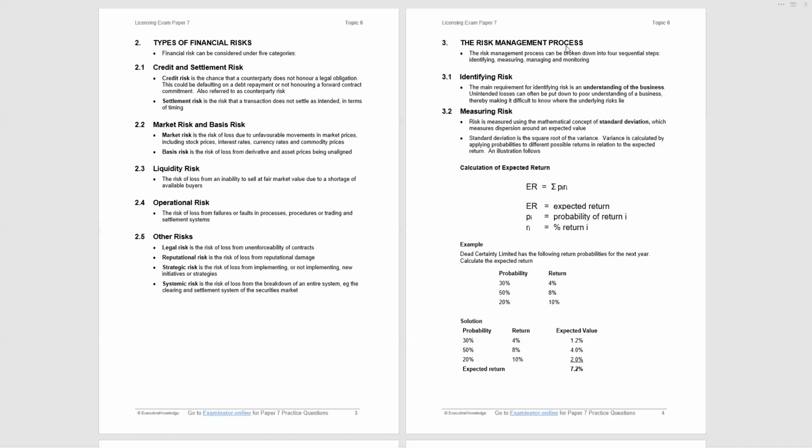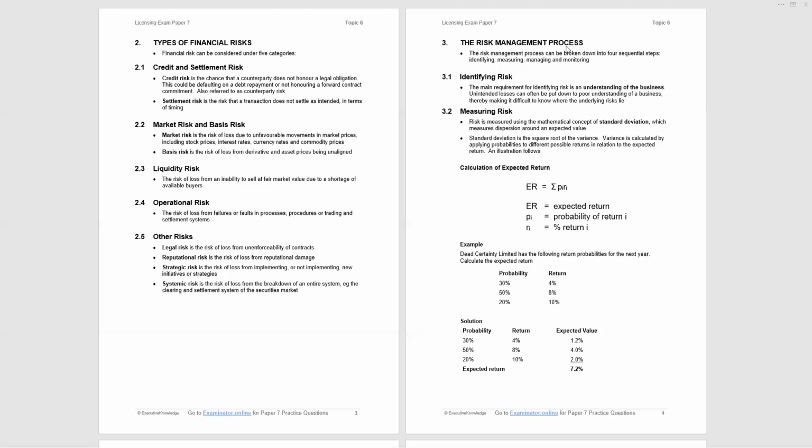Standard deviation technically is the square root of the variance. So we're going to have to calculate the variance. What is the variance? We will do that very shortly. As it says there, we get there by applying probabilities to different possible returns in relation to expected return. That's a bit of a mouthful, but we're going to do it step by step.